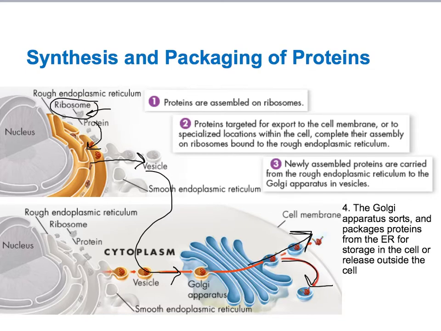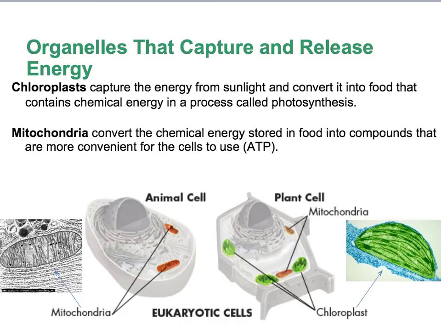So all of these organelles work together to help get our proteins where they need to be, to help our cells run smoothly. Now we have organelles that capture and release energy. So the chloroplasts would be one example. They capture energy from the sun and convert it into food that contains chemical energy in a process called photosynthesis. So what the plant cell is doing in these chloroplasts is using energy from the sun to make things like starch.